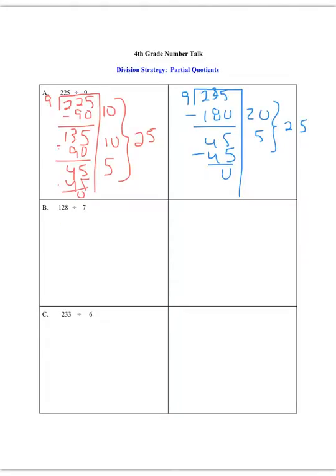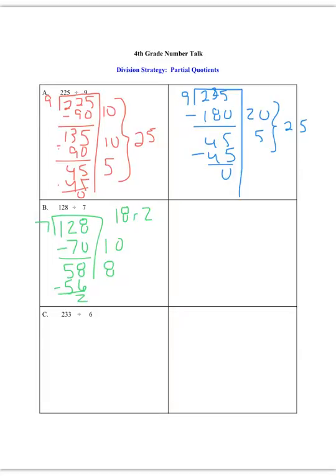So we have our 128 Skittles. Let's see about sharing that with 7 friends. Well, maybe we share 10 with everybody right off the bat. That's 70. We still have 58 left. We know 7 eights is 56, so we have 2. So actually we're going to have 18 with the remainder of 2. So we can say, well, hey, we're going to let those 2 be left over.